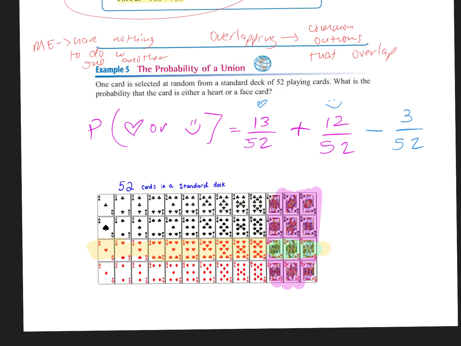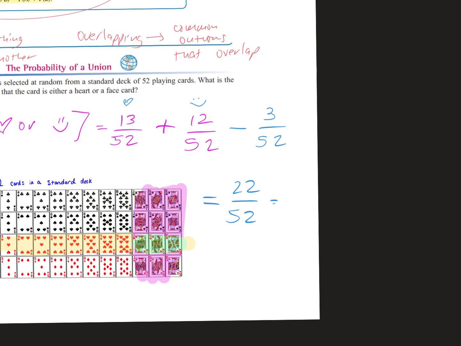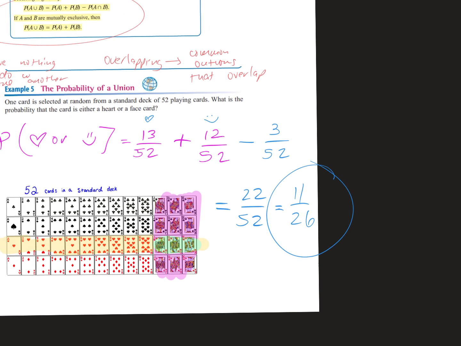So now if we go through here, what is 13 plus 12? 13 plus 12, 25. Minus 3 is? So 22 out of 52. Simplify that. We always simplify. What's 22 out of 52 as a fraction? 11 over 26. Okay. If I wanted a decimal, I would divide. If I wanted a percent, I would divide, then move the decimal point. Does that make sense? Okay.